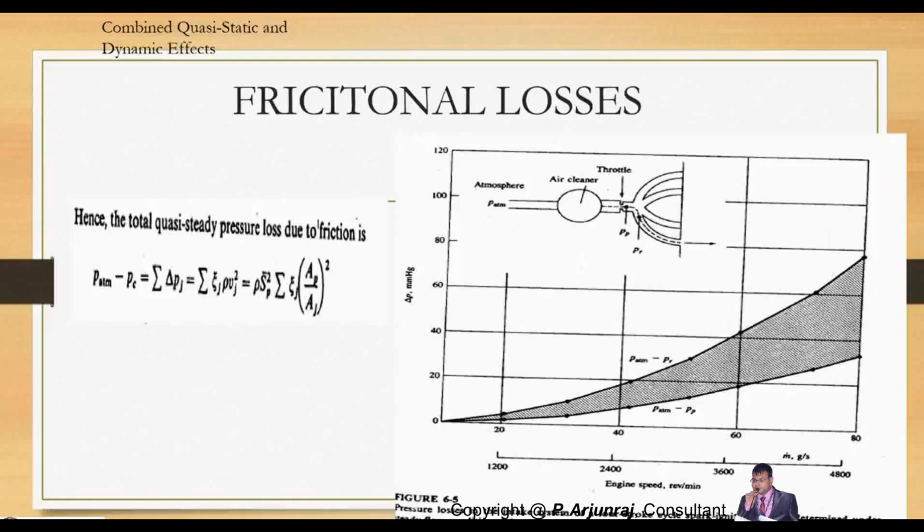This graph indicates the pressure loss in the system of a 4-stroke SI engine. They are determined under the steady flow condition. The flow is considered to be steady. Here they assume that the stroke is 89 and bore is 84. This is just a graph. The detailed explanation is given in John B. Heywood's book. You can look into it.